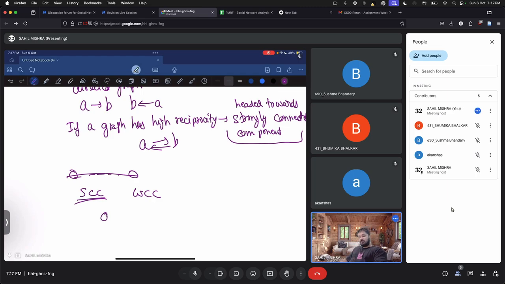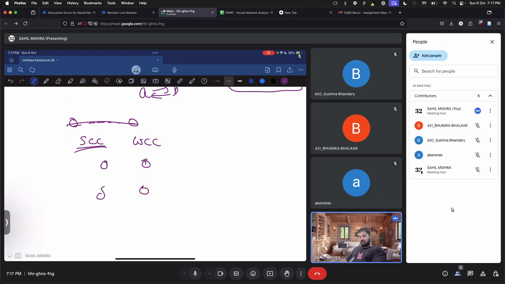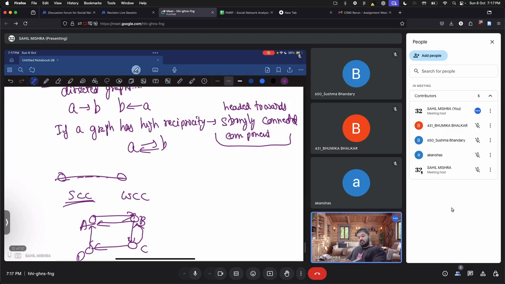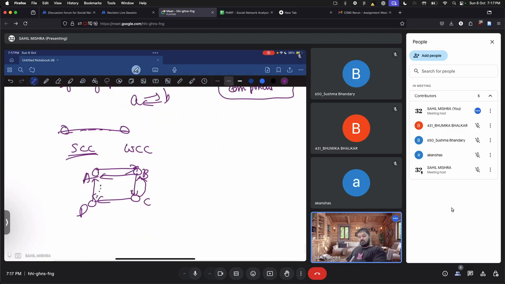Say there's this network A, B, C, D. If I have this edge, can I go from A to B and B to A? Yes. A to B, A to C, C to D. Can I go from C to A? I cannot, because this edge is not present. So I will add this edge. Now I can go from C to A. Can I go from A to D? But I cannot come from D to A. So even if I connect this edge, it's simple: D to A I can go, C to A I can go, B to A I can go. But it's still not a high reciprocity graph because these edges are not present.